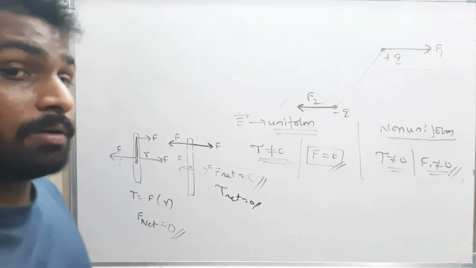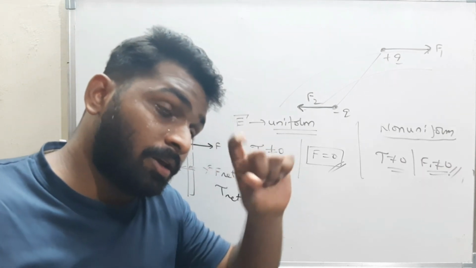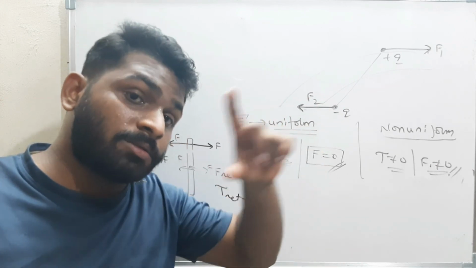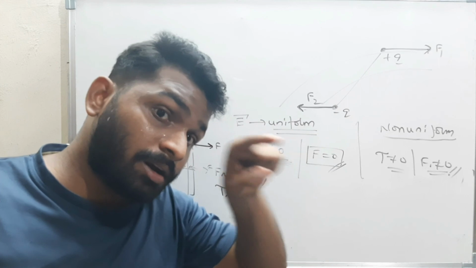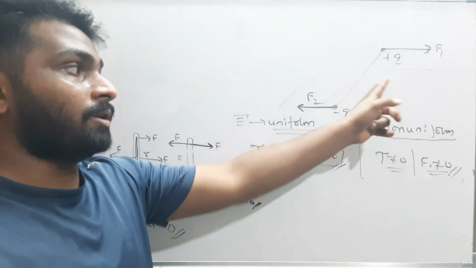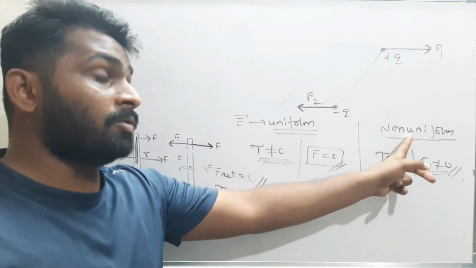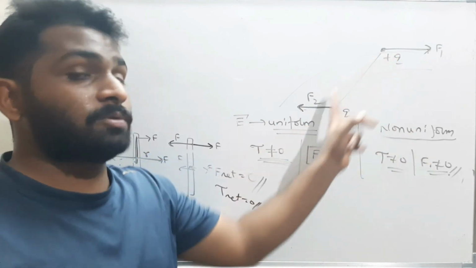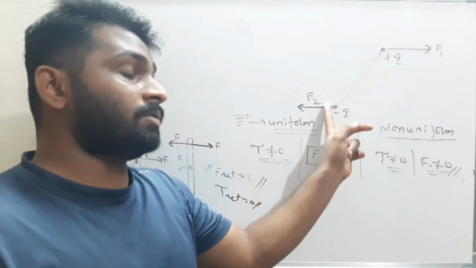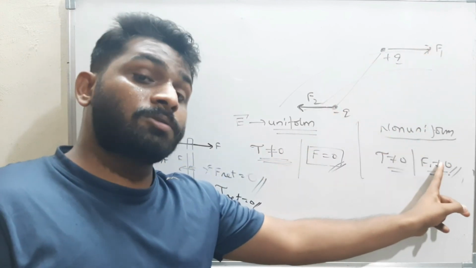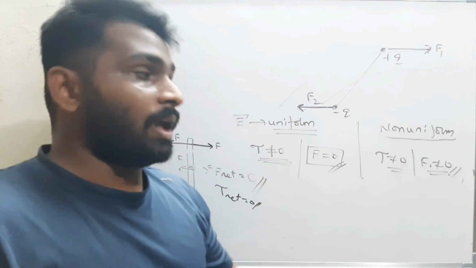Depending on the position of application of the force, the torque value will change. But wherever the force is acting, I have to assume as if the force is acting at the center of mass. Therefore, in a uniform electric field, the net force is 0, but the net torque is not 0. But in a non-uniform electric field, the electric field will change from place to place. If the electric field is changing from place to place, then F1 and F2 are different. Therefore, here the net force is also not equal to 0. I think this is clear.